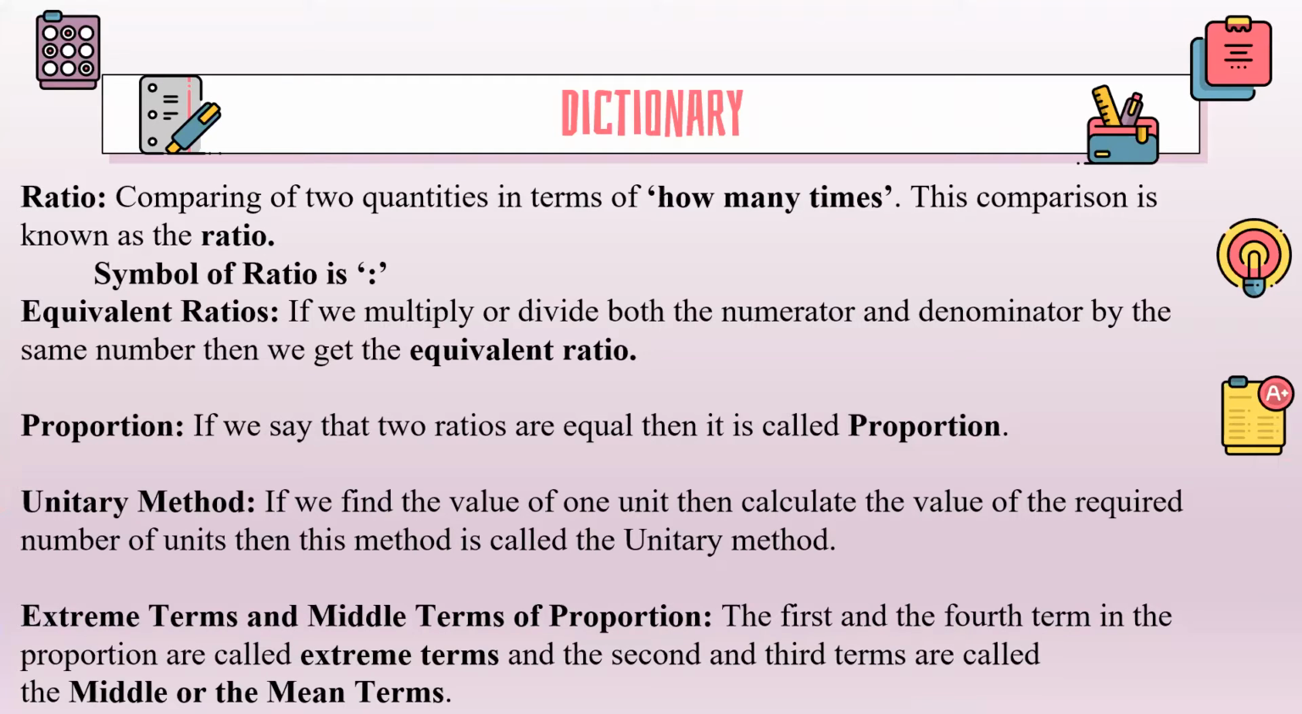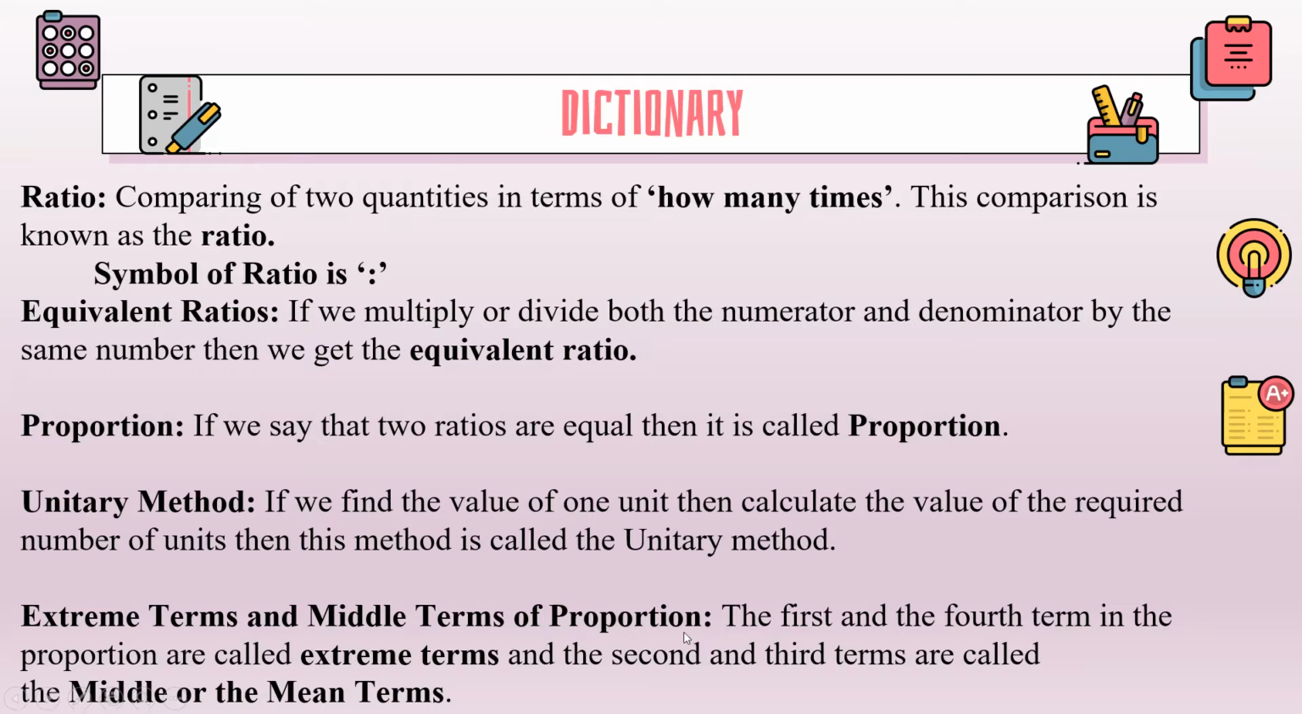Dictionary. What is ratio? Comparing of two quantities in terms of how many times. This comparison is known as ratio. Symbol of ratio is this. Equivalent ratios. If we multiply or divide both the numerator and denominator by the same number, then we get the equivalent ratio. Proportion. If we say that two ratios are equal, then it is called proportion. Unitary method. If we find the value of one unit, then calculate the value of the required number of units, then this method is called the unitary method.